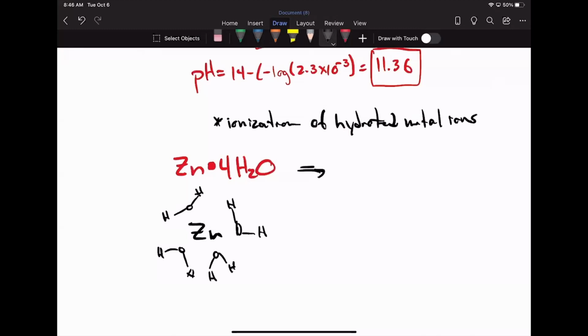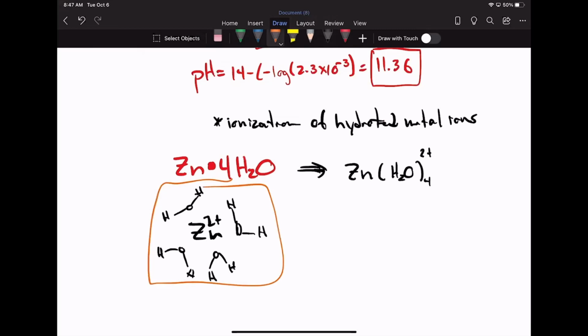Essentially we can imagine it a little better like this. We can say this is going to be zinc, still has a 2+ charge on there. So we're going to say zinc H2O4 2+, right? And it means the exact same thing as my drawing here: zinc with a 2+ charge surrounded by 4 water molecules.